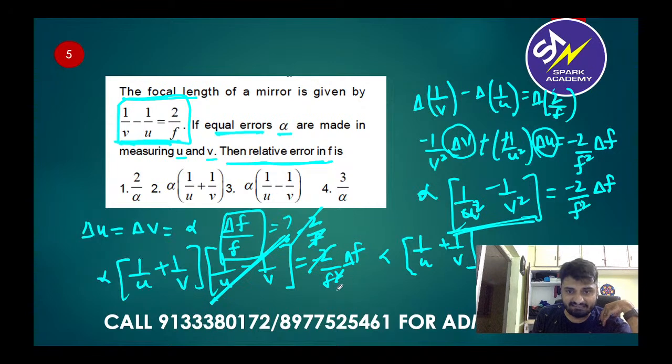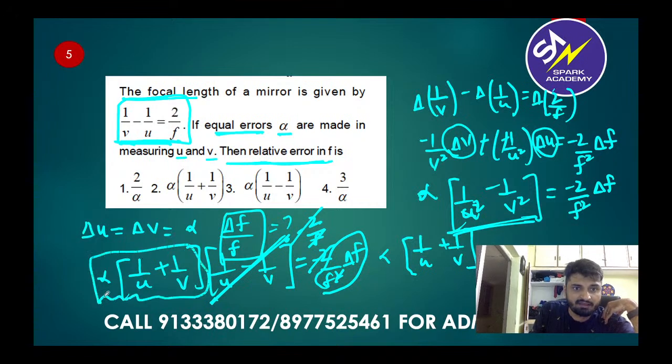So what are we getting? On the RHS we are getting delta f by f. On the LHS we are getting alpha into 1 by u plus 1 by v. So it will be the second option. Is it clear, everybody? All of you.